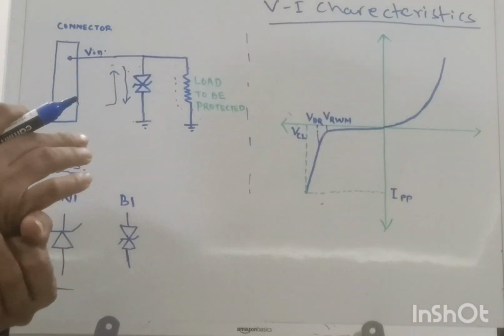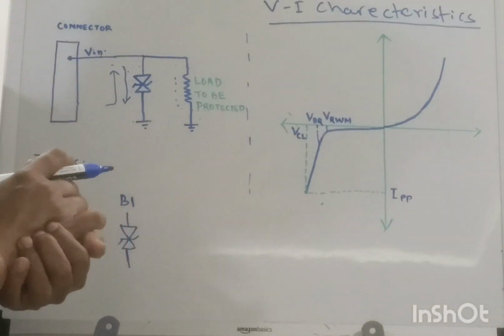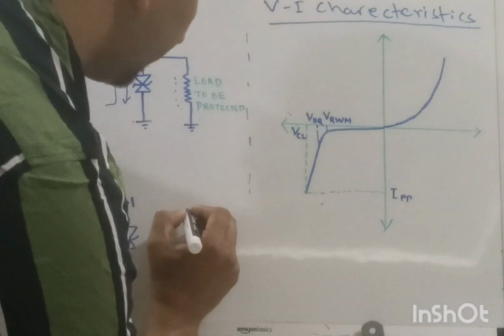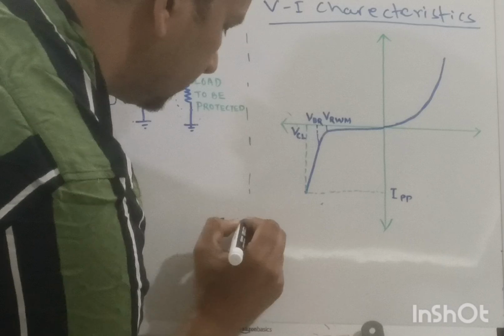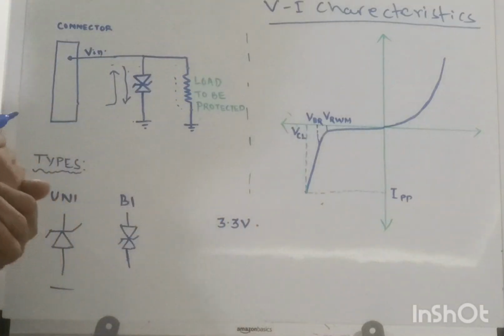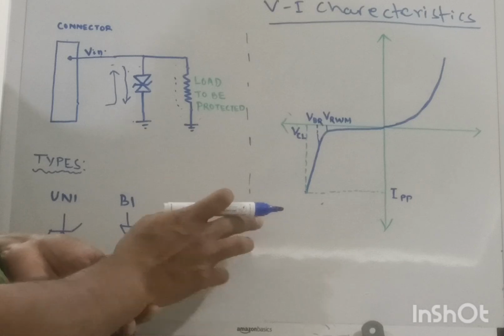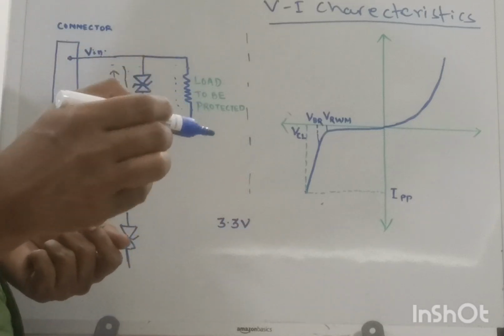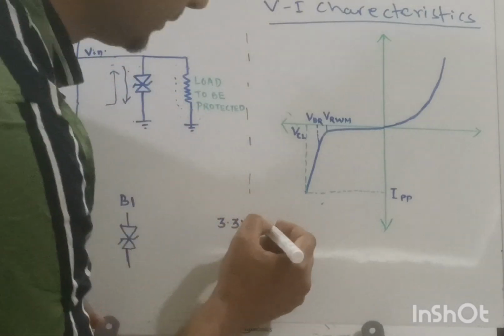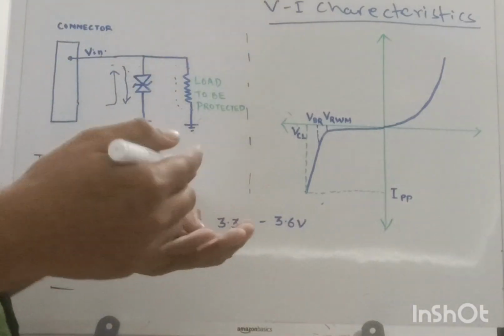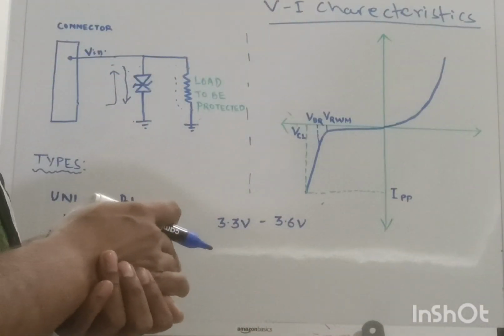Now, if you are selecting a particular TVS diode for your application, just to give you an example, suppose you have a board that operates at 3.3 volt. This is the normal operating voltage of your board. Now, if you look at all the ICs that you are driving, there is an absolute maximum voltage rating. For 3.3 volt, it is around 3.6 volt. This is the maximum voltage your ICs can sustain without damage.